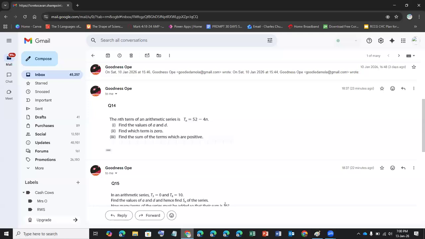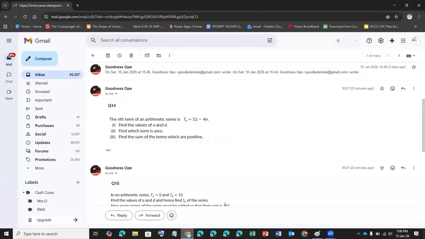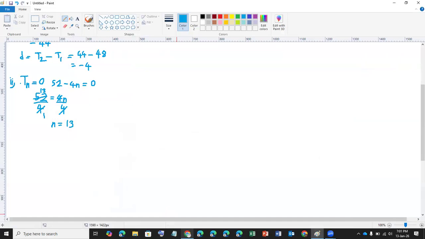So the last one for that question 14 says, find the sum of the terms which are positive. Find the sum of the terms which are positive. Now, let me ask you a question. Now that they said find the sum of the terms which are positive, what do you think is another way of asking that same question? So are we going to use the S formula? Yes, we're going to use it.